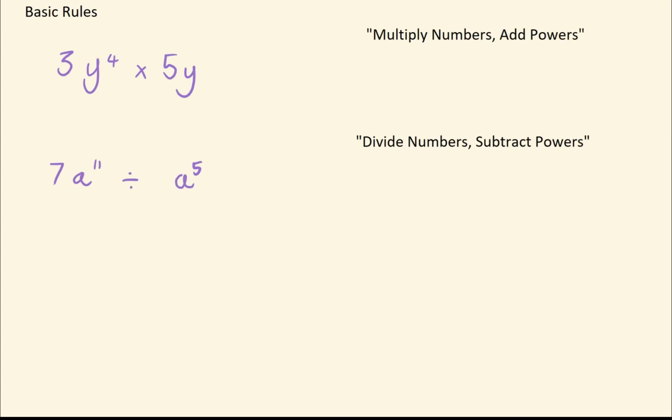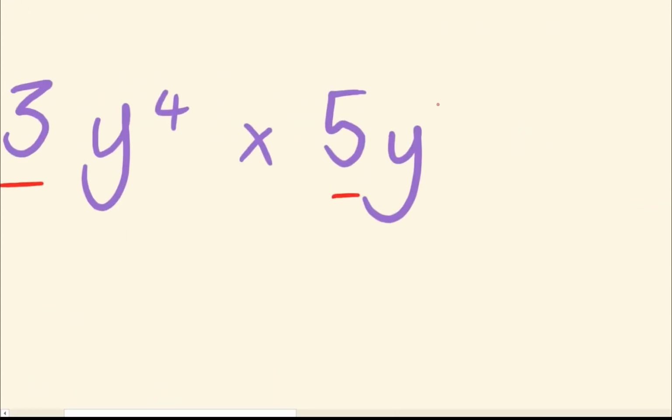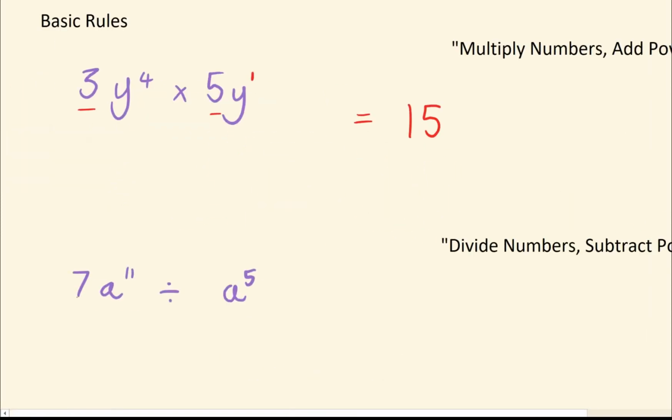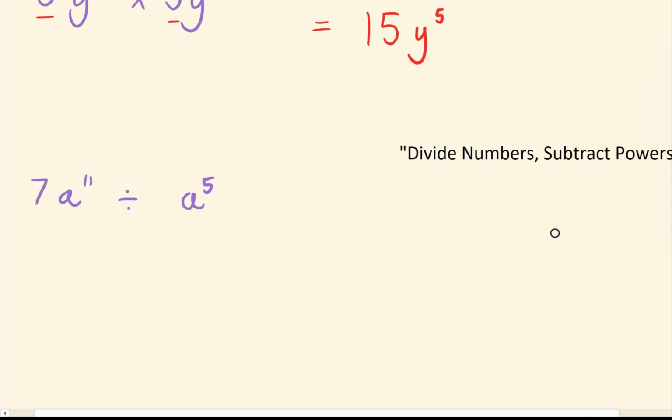Moving on from that, we have these slightly more complete rules, where for a multiplication question you want to multiply the numbers and add the powers. So you would do 3 times 5 is 15, and then you would add the powers together. Note there's no power here. Whenever a number is missing in maths, it basically means that number is always 1. So y by itself means the same thing as y to the power of 1. So now when you add the powers together, we're going to get 15y to the power of 5.